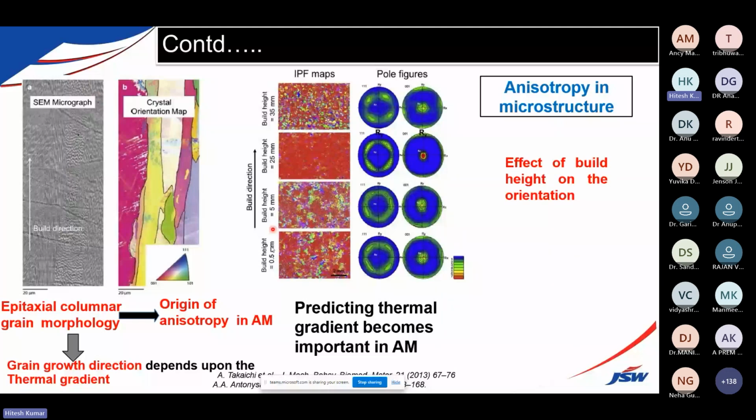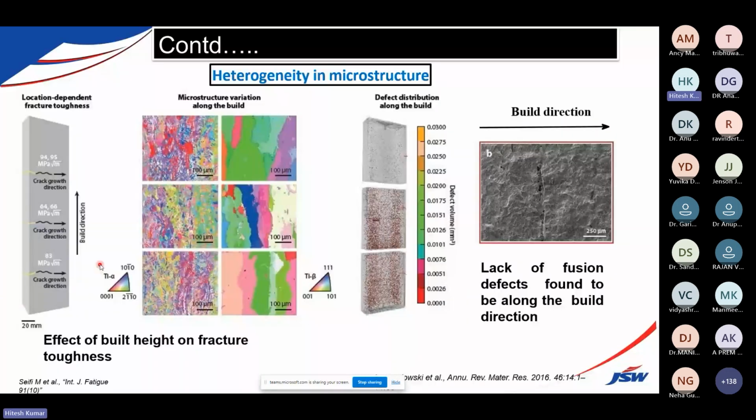In parallel, when the columnar structure is there, a texture difference will also be there. So if you change the build height, you will see a difference in the texture content, so build height also plays an important role. These are some good examples of the same. You can see the defect density inside your material because of the build direction and other things. So fusion is also going to play an important role.